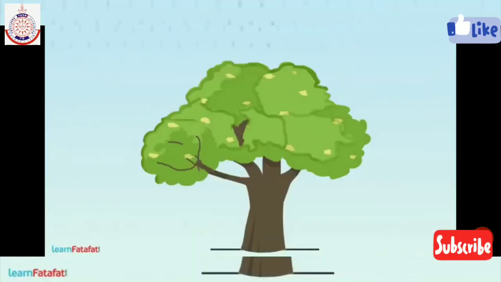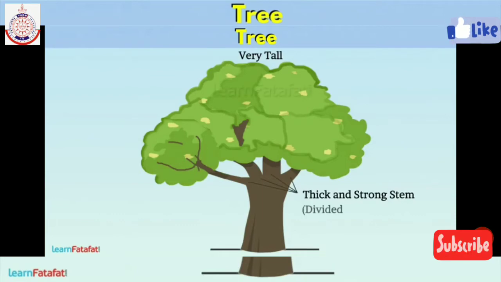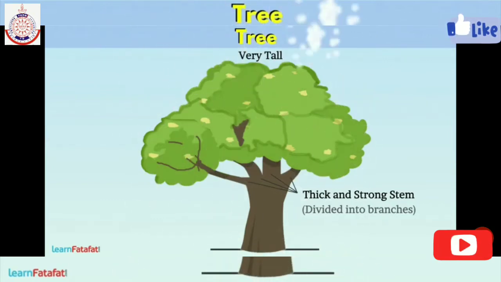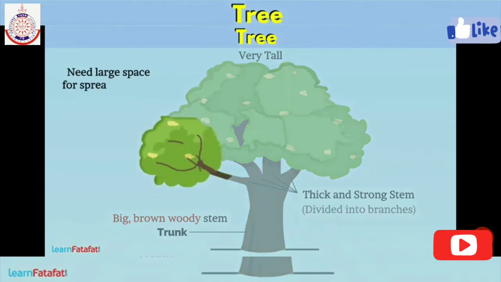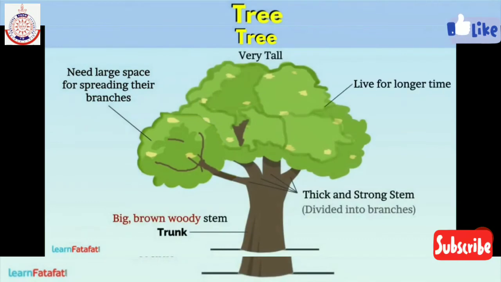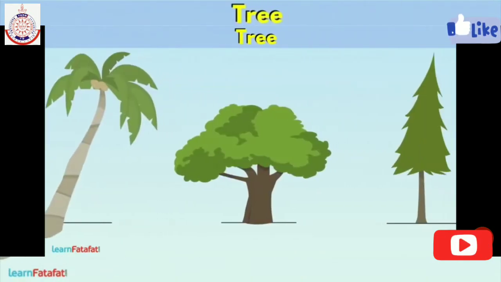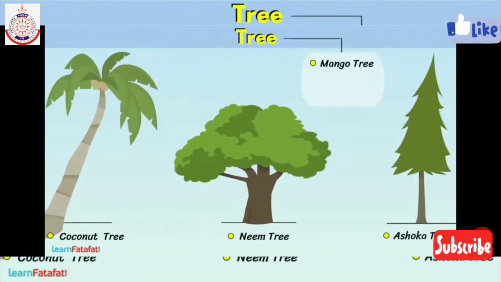Let's learn about them. Trees. Some plants are very tall. They have thick and strong stem. The stem is divided into branches higher up on the stem. Such plants are called trees. They have a big brown woody stem which is called trunk. They need large space for spreading their branches. Usually, they live for a longer time. Examples: coconut tree, neem tree, ashoka tree, mango tree, pine tree, banyan tree, etc.